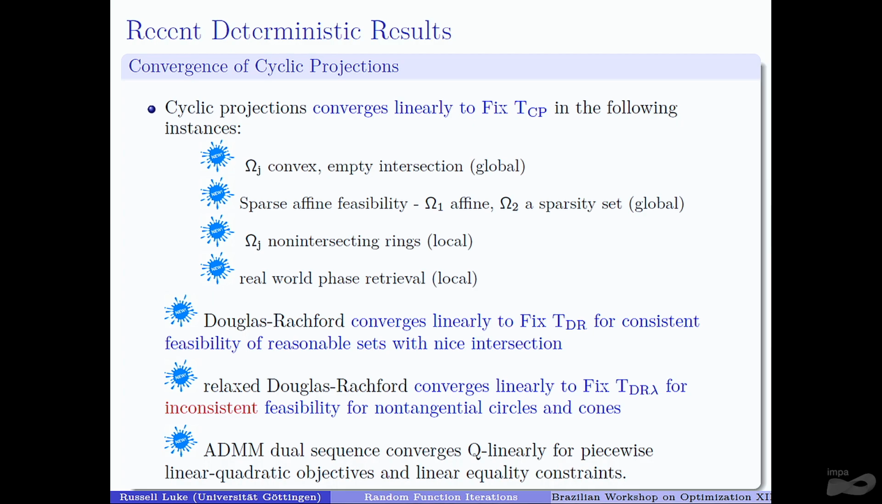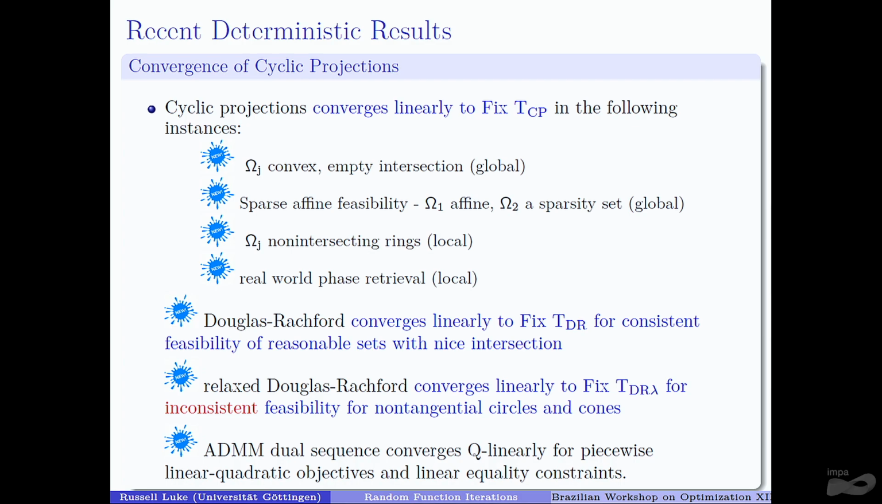We also got linear convergence of Douglas-Rachford, under very strong assumptions: a very nice intersection, and you need reasonable sets. When you go to non-convex, you have to start being much more precise about the regularity of your set, because there are lots of ways to be non-convex. And in the paper with Alex, we tried to build a taxonomy of types of non-convexity that fit into this framework.